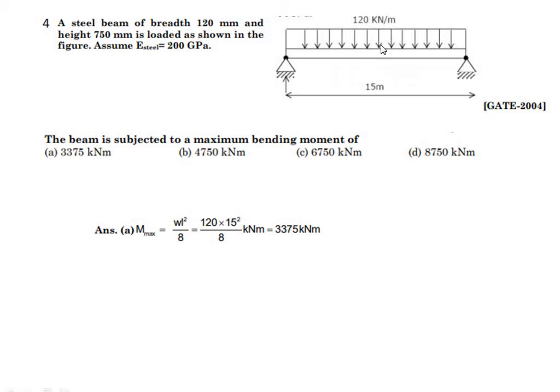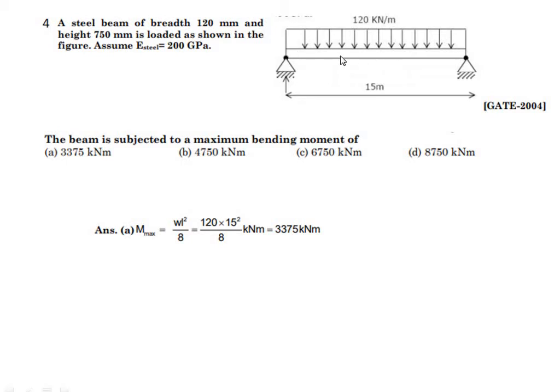So the total load is W into L. So WL by 2 is going to be the reaction here and WL by 2 is going to be the reaction here. So the moment at this point is WL by 2 into L by 2, which becomes WL square by 4, and the moment due to the half of this loading, that is the UDL, is WL by 2 into the distance from here to here, which is L by 4.